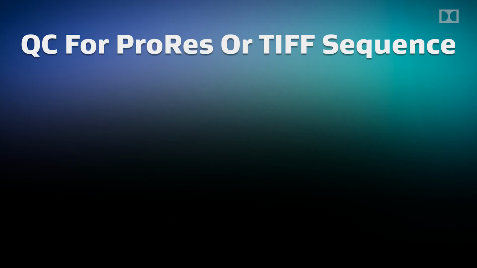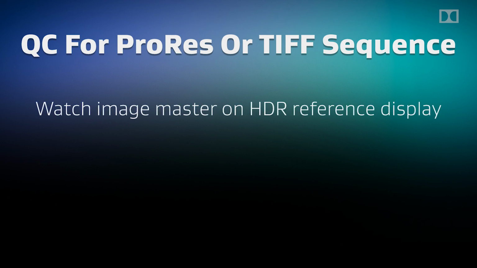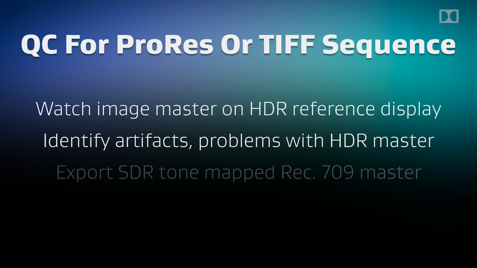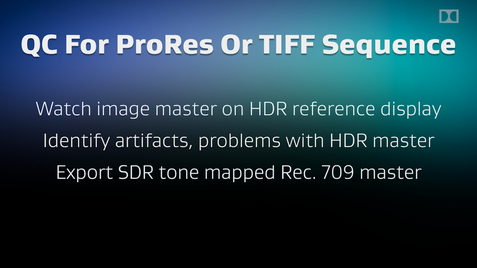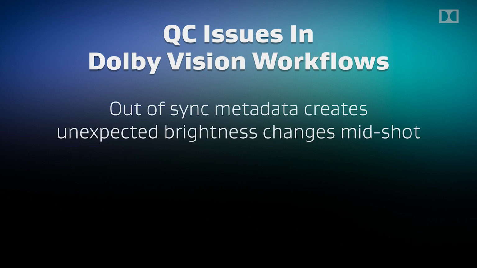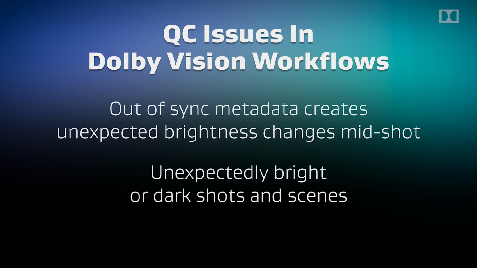Now, there's different QC checks you can do depending on how you delivered your Dolby Vision master. If you delivered a ProRes or TIFF sequence with an XML of the metadata, first, play back the HDR PQ image master on an HDR reference display. Look for any artifacts or problems in the HDR grade. Then, render out a tone-mapped MXF or ProRes file at a Rec. 709 SDR target from your grading system. Problems in the tone-mapped version could be attributed to bad metadata or problems within the HDR grade. You want to look for out-of-sync metadata, sudden, unexpected brightness changes in the middle of shots, and look for shots or scenes that are obviously too bright or too dark.